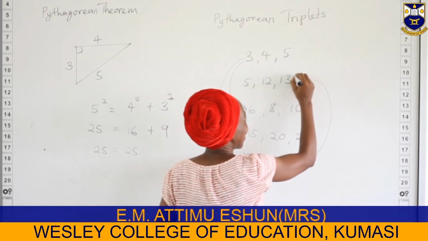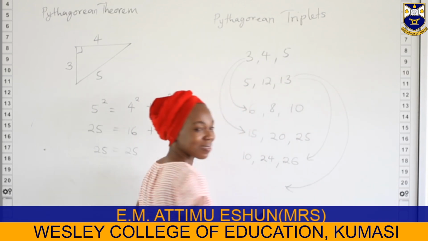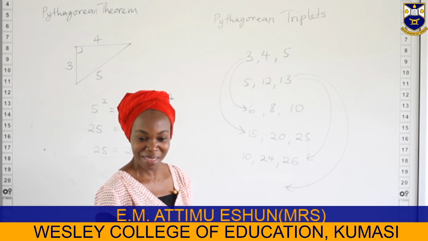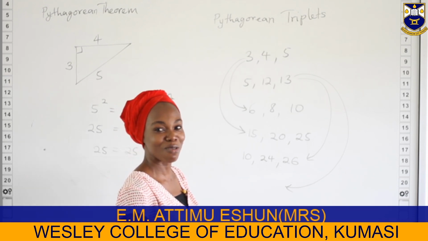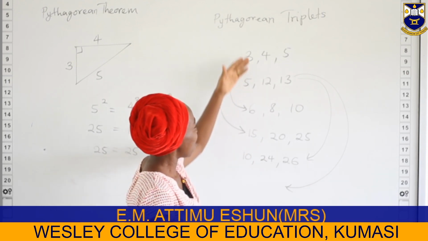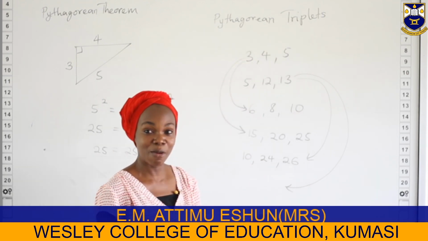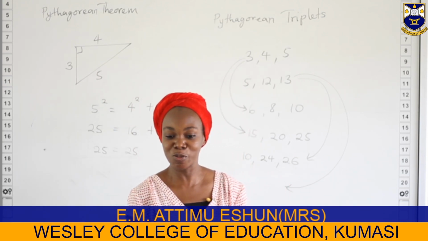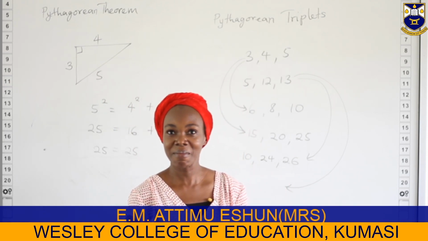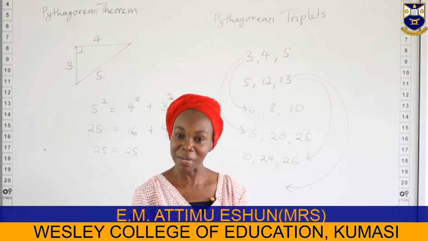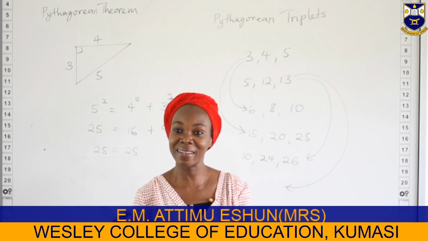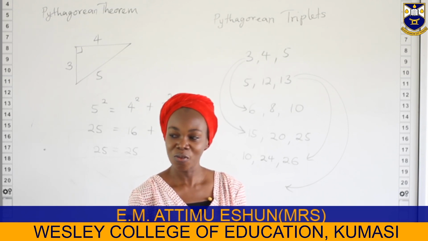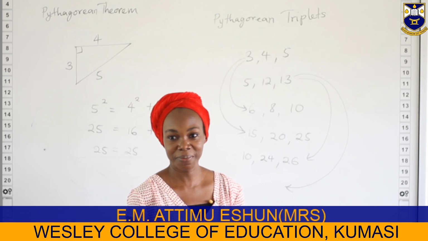Try your hands on another set from that primitive one, and let's see what you will have. You can share with other colleagues and see how well you are faring. Now we can generate as many Pythagorean triplets as possible. The essence of doing this is to be able to work out Pythagorean problems with little or no struggle.